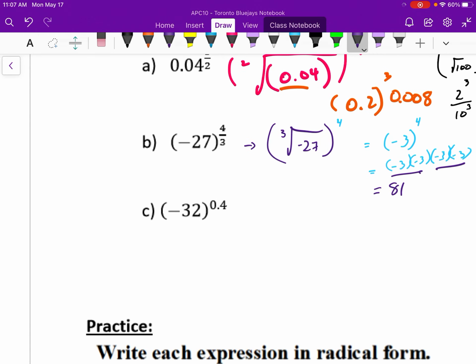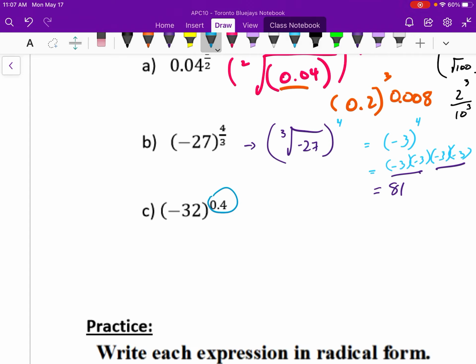Whew, this one looks nasty. Negative 32 to the power of 0.4. If you want, you can try this out on your own by pressing pause and punching it into your calculator, see what you get. I'm going to start this right away. First things first, I take a look at that exponent, and I'm like, I don't know what Mr. Moran's talking about, simply because it's a decimal. Well, what do you know?